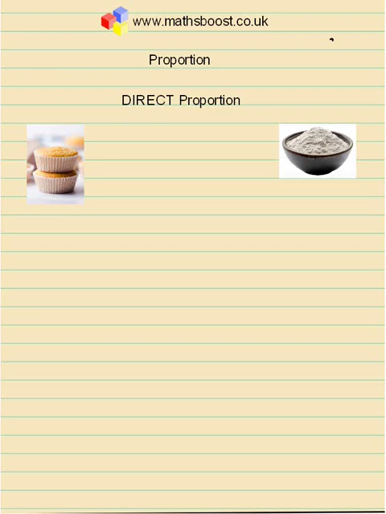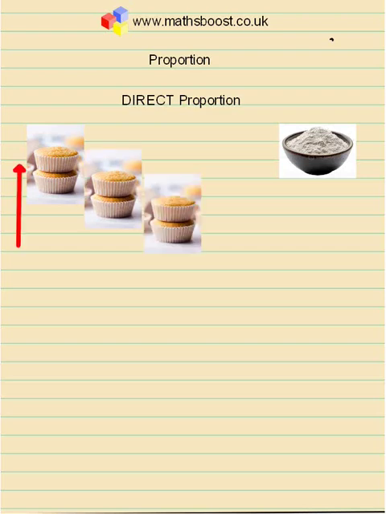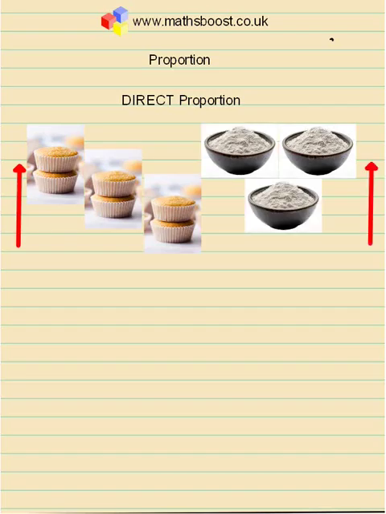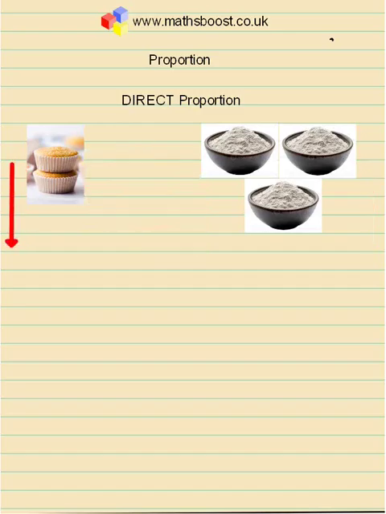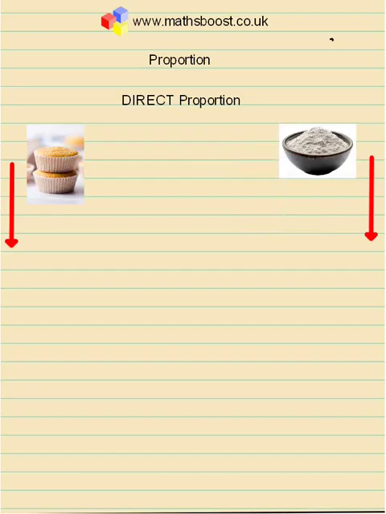With direct proportion, as one thing goes up, the other thing goes up. If you want to make more cakes, you'll need more flour. And if you want less cakes, you'll need less flour. So in direct proportion, they both go up or they both go down. In other words, they do the same.